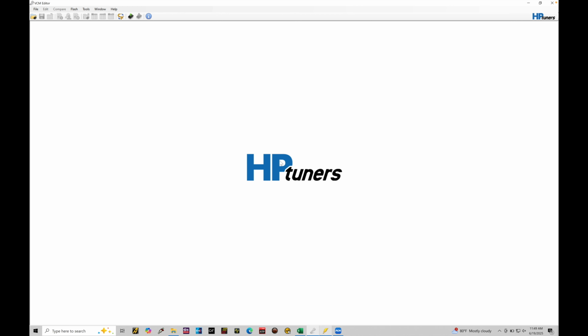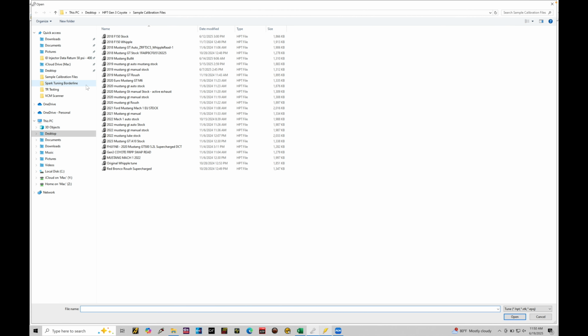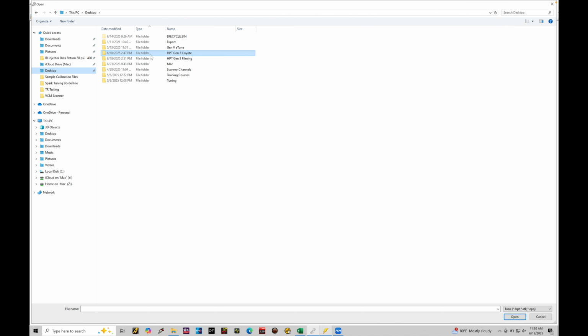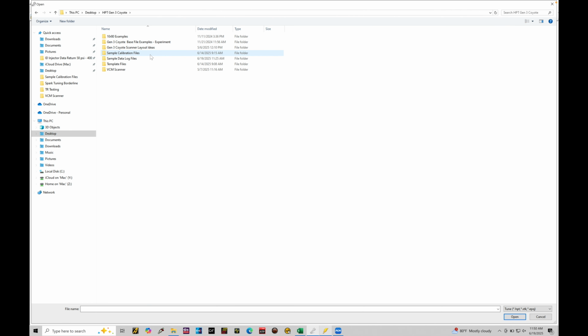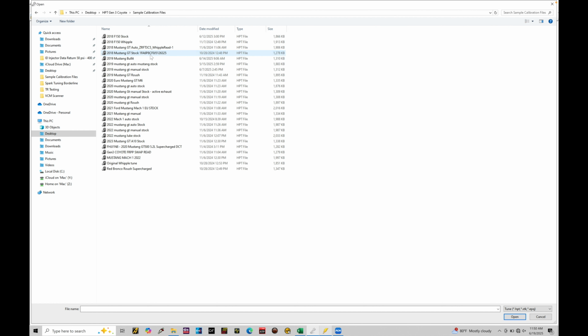So let's look at some of the situations we're going to be in here, and we'll look at our stock configuration to see how this operates and learn which tables we have to work with. What I'm going to do is jump in here to File and then Open. And I'm going to go into our course folder, so HPT Gen 3 Coyote, and we're going to move into our sample calibration file subfolder, and then we're going to move into any of your stock equivalent files here so we can take a look at them for reference.